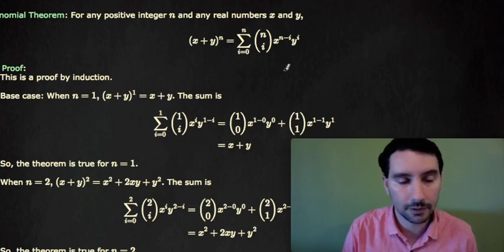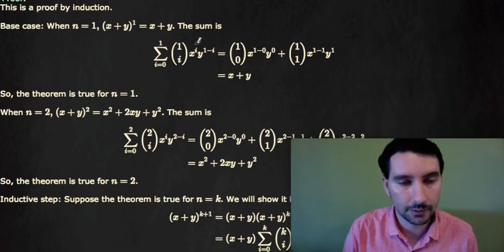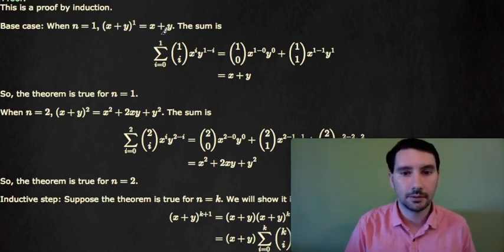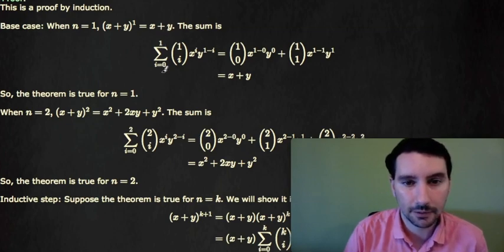We're going to prove the formula first before we do some examples. This proof is done by induction. So we're going to start with the base case, n equals 1. When n equals 1, x plus y to the 1 is just x plus y, because any power to the 1 is itself. And we need to check that that's the same as the formula.